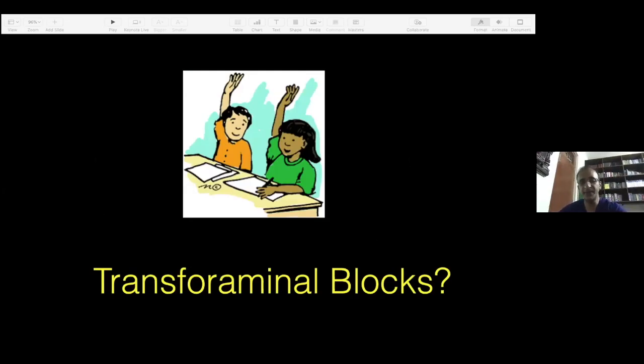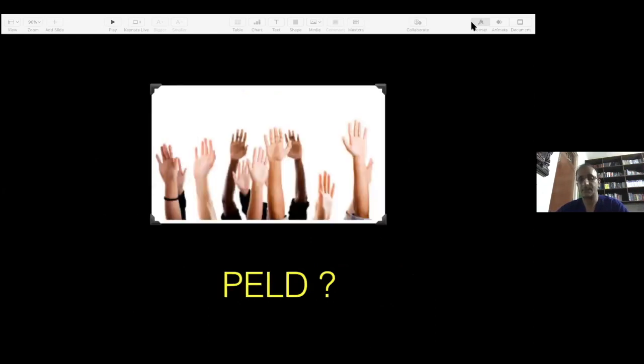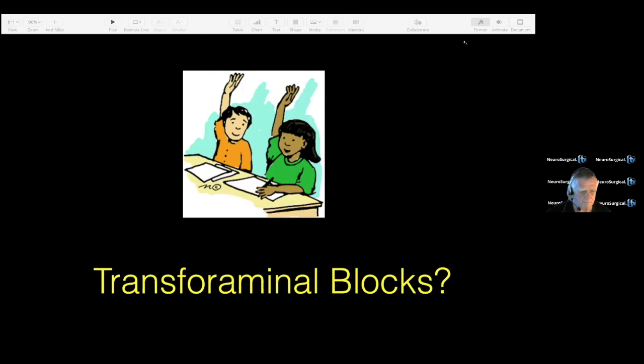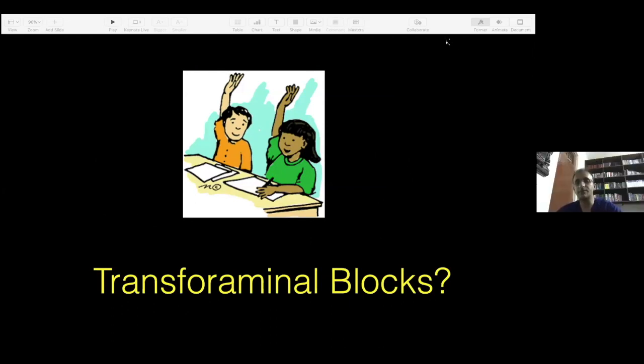So how many of you do transforaminal blocks? How many participants do we have right now? Right now, there are 27. Oh, okay. So anybody want to take this question? How do I know anybody is answering? Well, they can answer directly. They have audio. Okay. So how many of the participants here undertake transforaminal blocks? Do you do transforaminal blocks regularly?